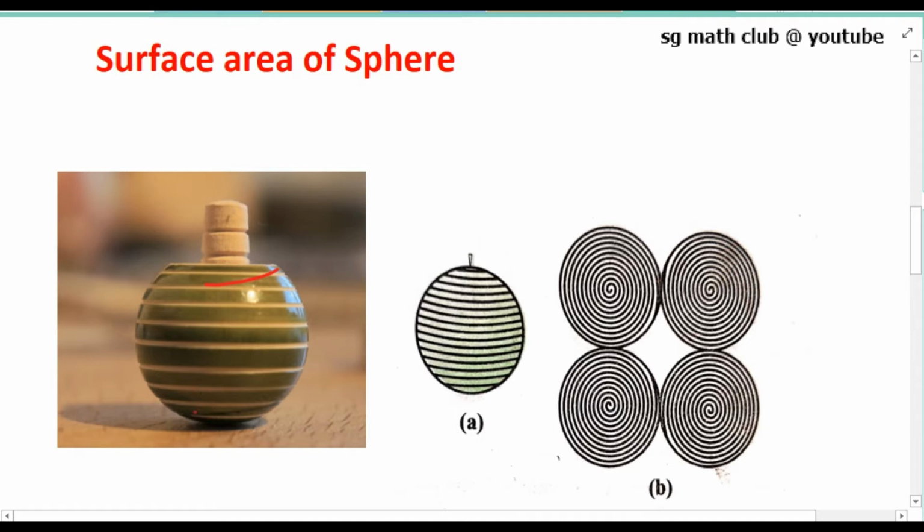So first we wound the ball with the string, and next we need to find the radius of this ball. For that, you keep a scale and measure the distance from here. This will give you the diameter, and we know that the radius is half the diameter. So take half of it, and suppose the radius is r, say 3 centimeter. Draw 4 circles with radius 3 centimeter.